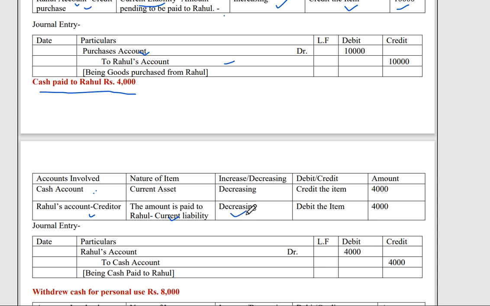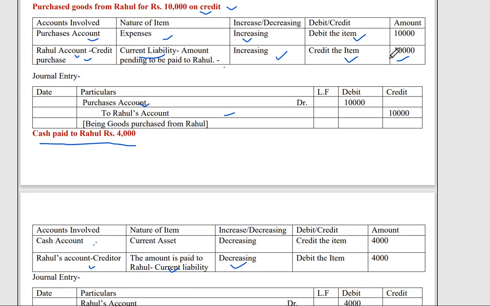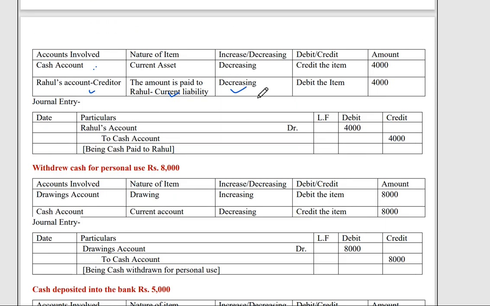In the previous example, current liability was increasing because 10,000 rupees were yet to be paid. Now 4,000 rupees is paid out of that 10,000 rupees, so my current liability towards Rahul is decreasing. Here the cash account, a current asset, is decreasing. From my hand, the cash which I had in my business, I paid to Rahul, the creditor of my business. So cash in my hand is decreasing and my current liability is also decreasing.